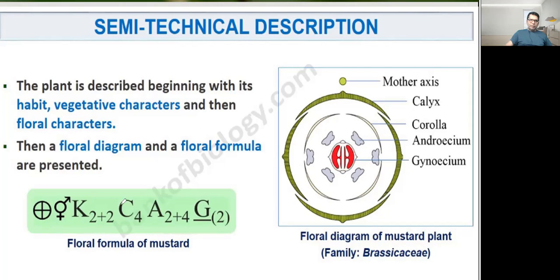So in this way, we have to describe a family in a semi-technical description. You have to start with habit, then vegetative character, then floral character, followed by floral diagram and floral formula.